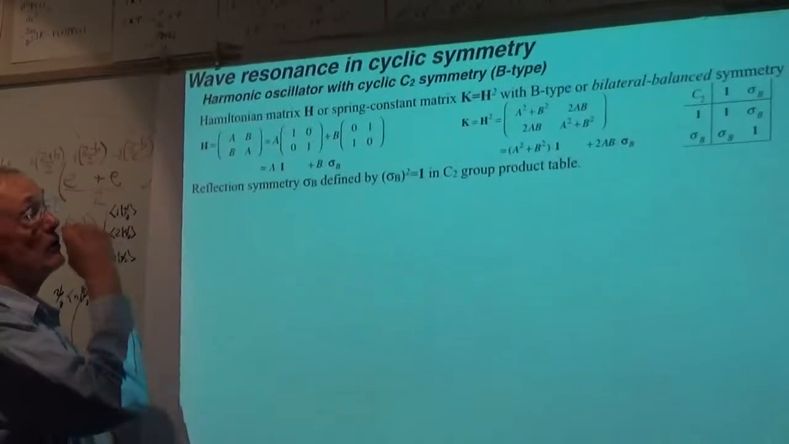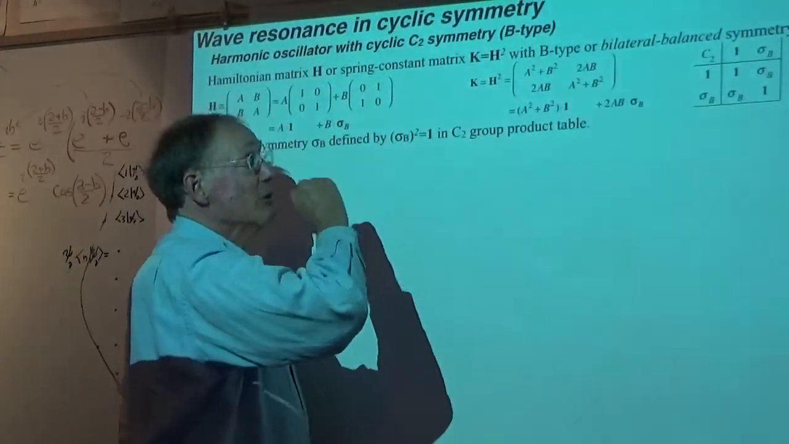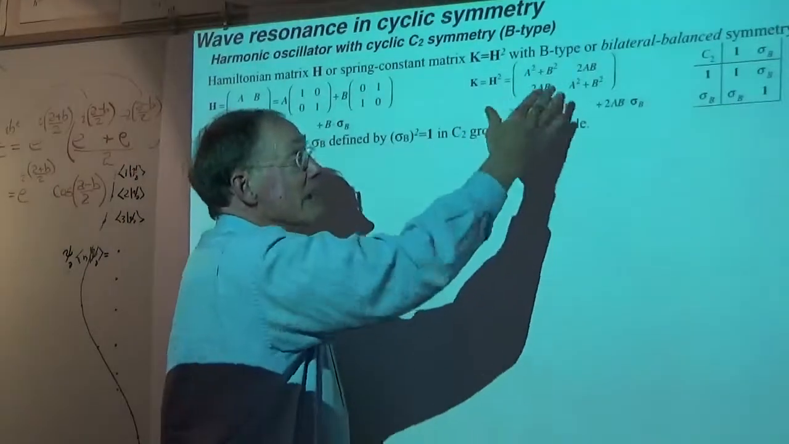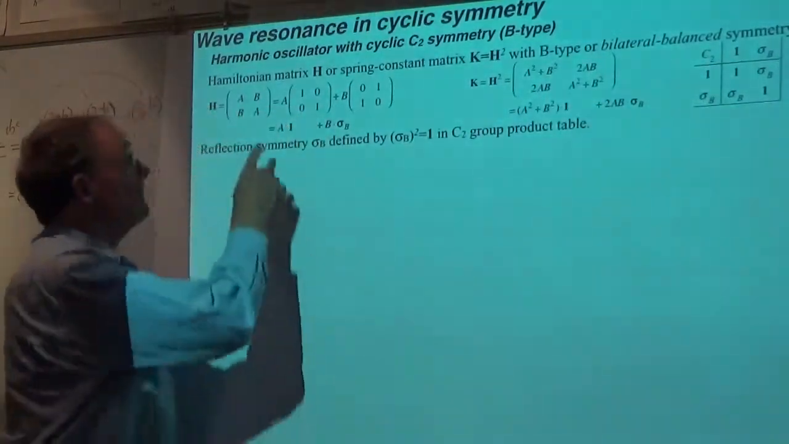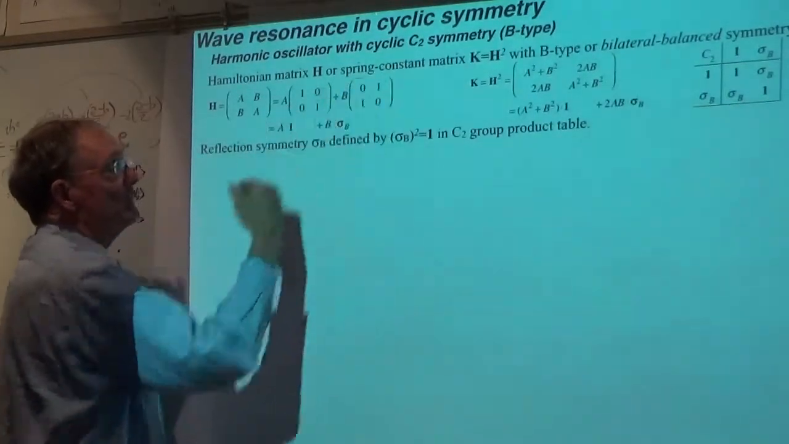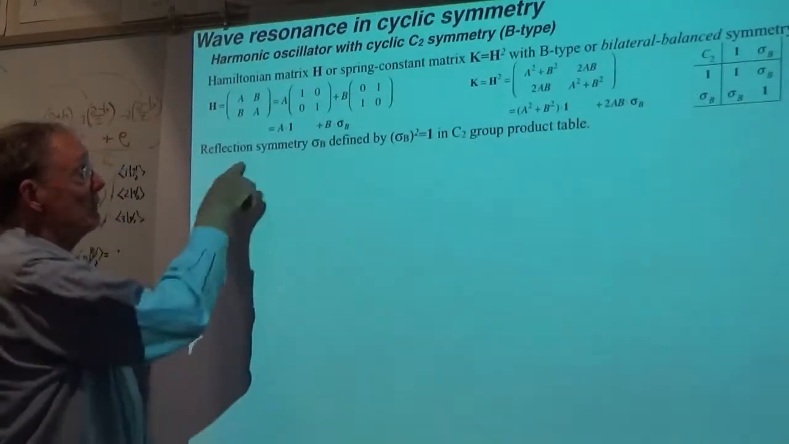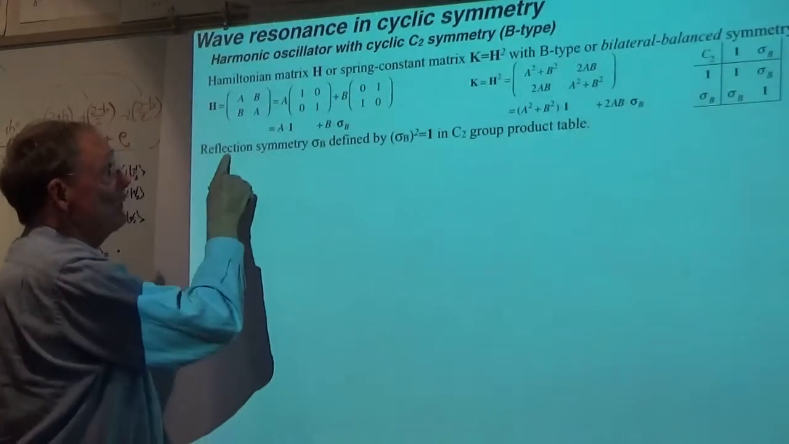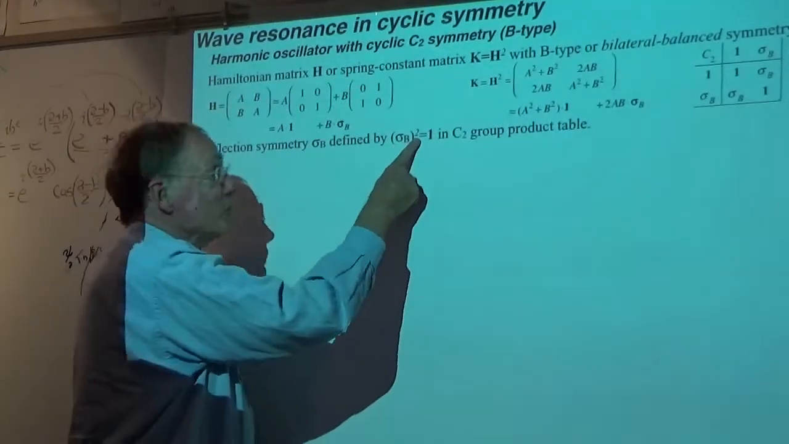Starting with our good old A-B type Hamiltonians. This one being a B type because I'm going to have this not be 0. We have an A for the unit operator and B for the bilaterally symmetric Pauli spinner sigma B. So we're going over a review of that right here. Now the reflection symmetry is defined by sigma B squared equal 1.